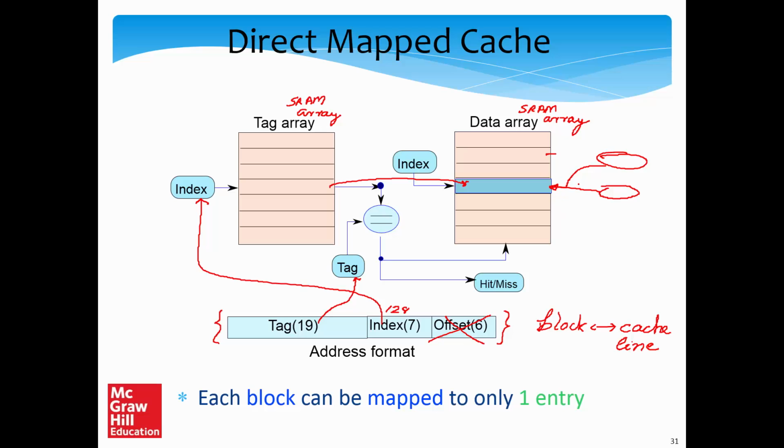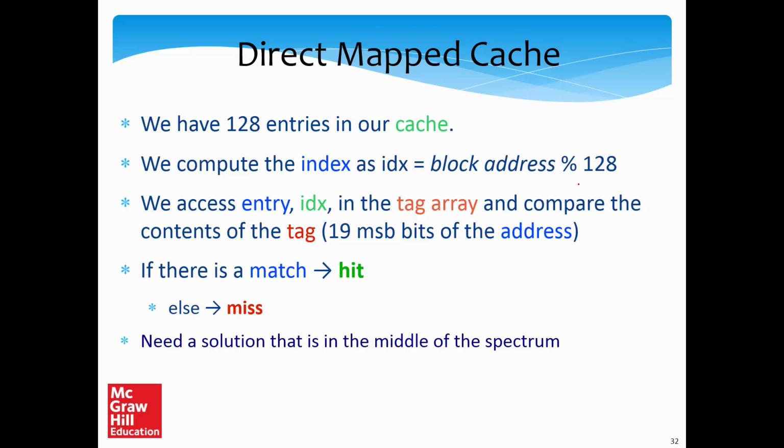But in this case, since multiple conflicting lines or cache blocks can reside in the same entry, we'll have more displacement from the cache, and as a result, a lower hit rate. So let us now look at something which is in the middle.